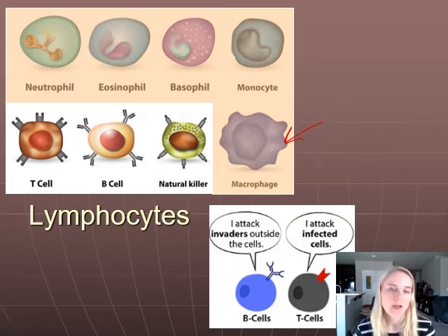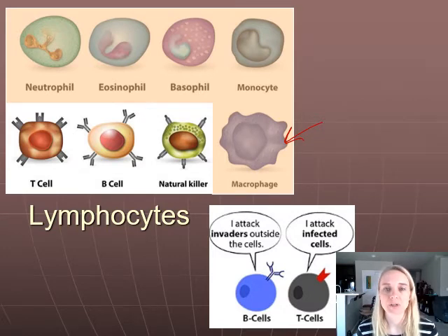T cells are the cells that are involved in what we call cell-mediated immunity. There are a couple different types of T cells: cytotoxic T cells, helper T cells, and regulatory T cells. When we get deeper into specific immunity, we'll see those in a little more detail. Then we have B cells. B cells are the regulators of what we call humoral or antibody-mediated immunity, and their job is to make antibodies.